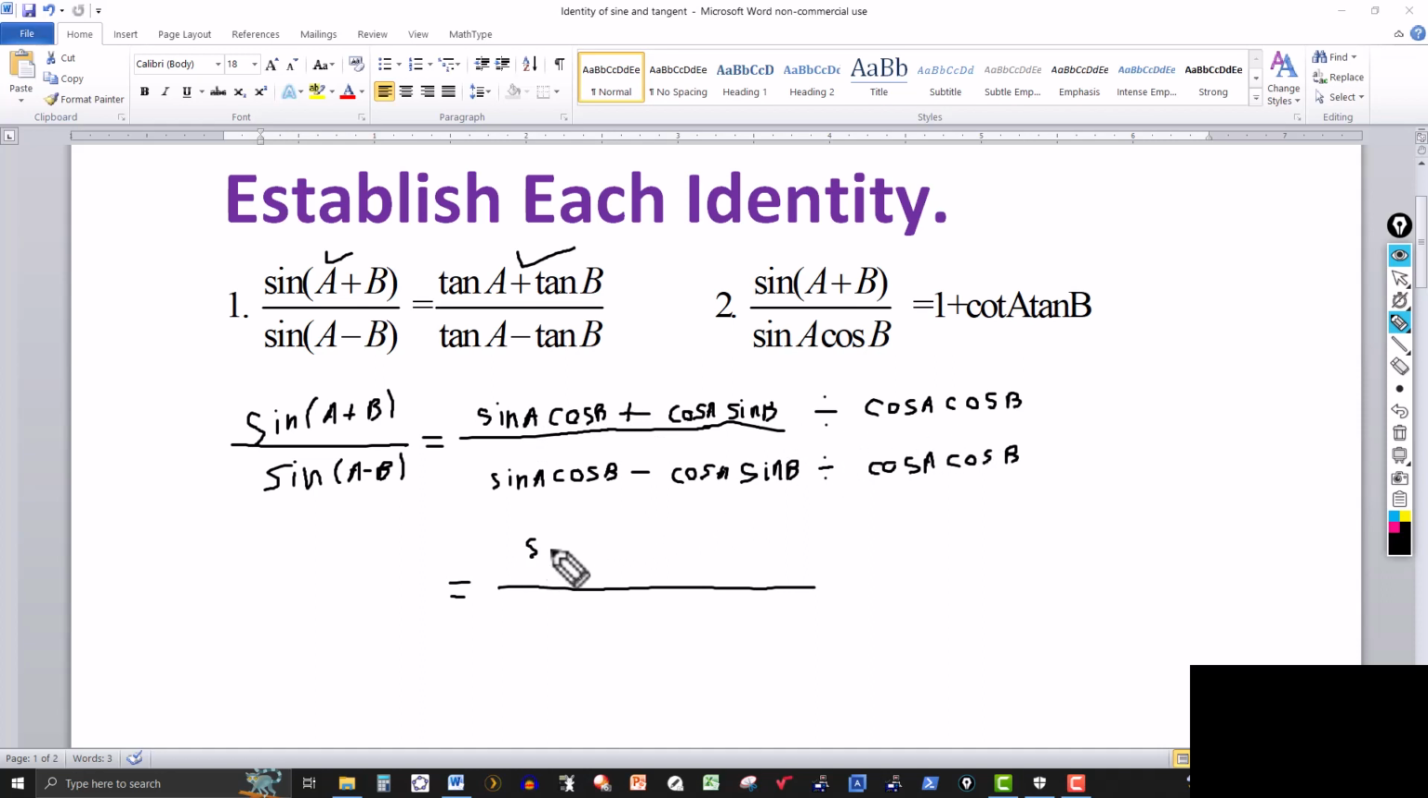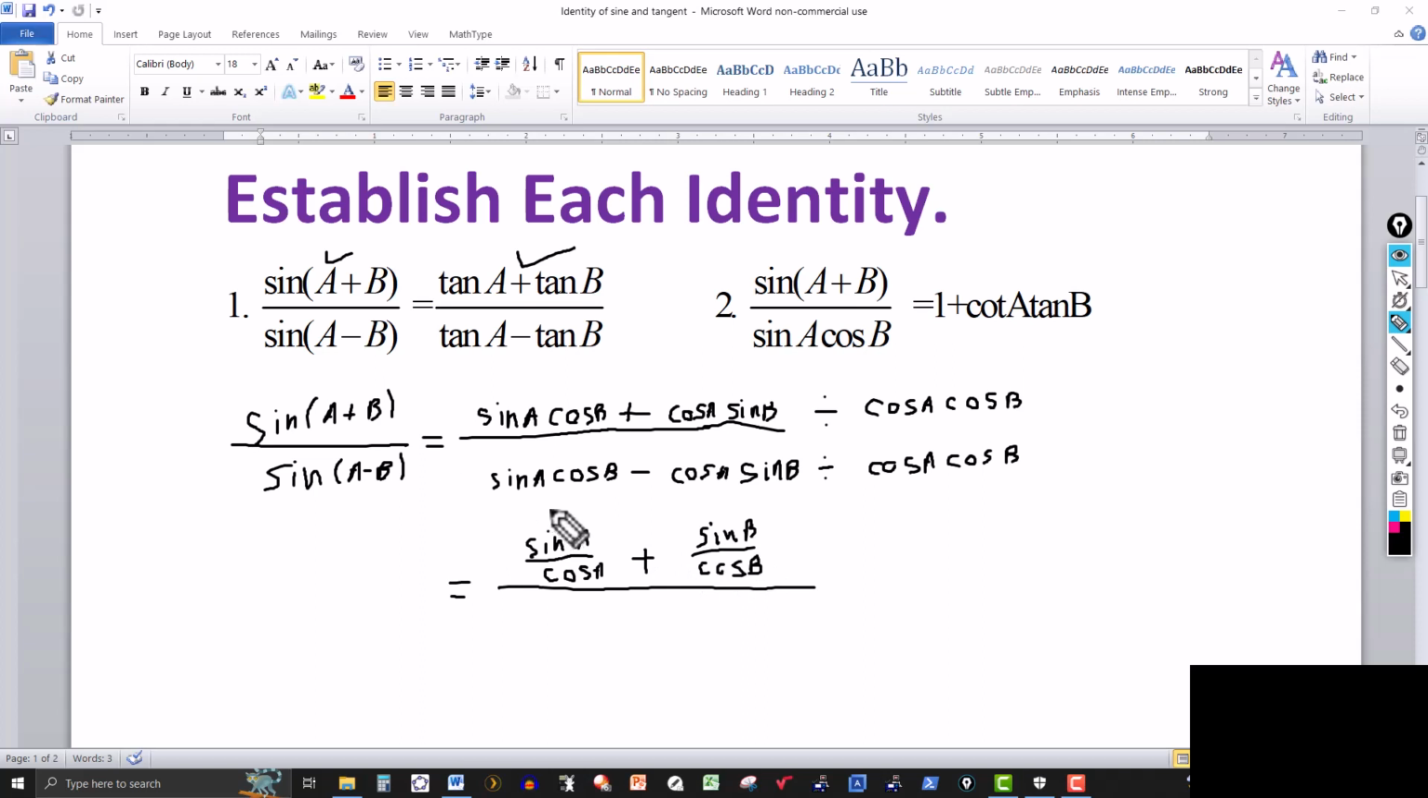I get sine of A, cosine of A. The cosine B and the cosine B divide out, and then I get a plus here. So in the second one then, dividing the cosine A, sine B by cosine A, cosine B, the cosine cancels out, and I get sine of B over cosine of B.